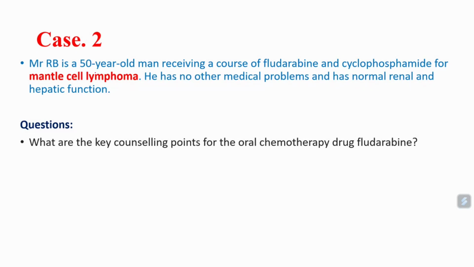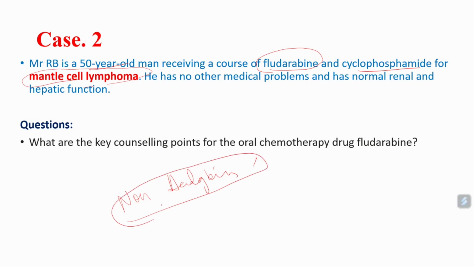See, a 50-year-old man is receiving a course of fludarabine, again fludarabine and cyclophosphamide, for mantle cell lymphoma. In a previous class I explained mantle cell lymphoma under non-Hodgkin's lymphoma. This mantle cell lymphoma is a type of non-Hodgkin's lymphoma. So the patient has mantle cell lymphoma. He has no other medical problems and has normal renal and hepatic function. So what are the key counseling points to be advised to the patient when given fludarabine?